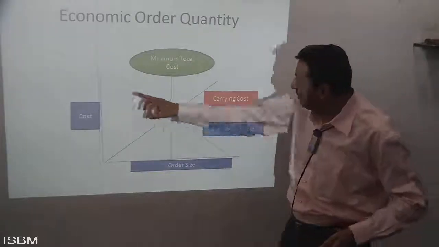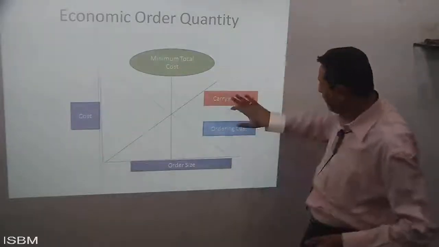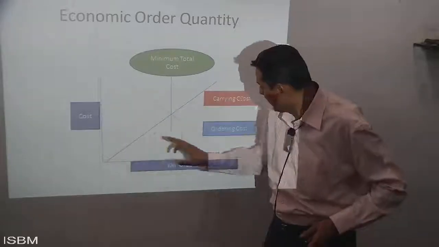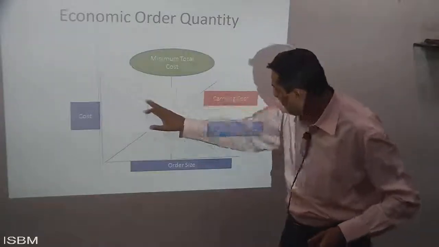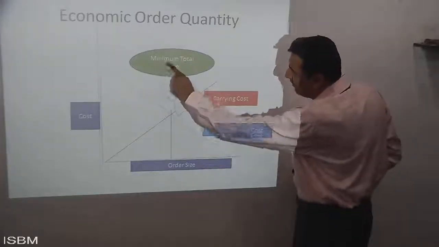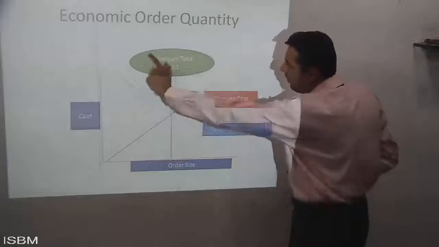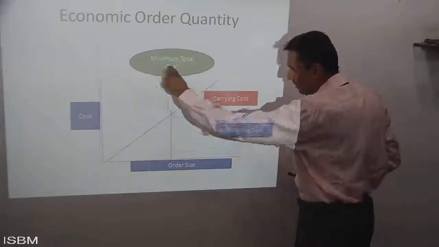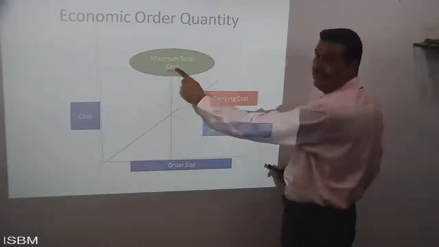So this is the cost graph. This red one represents carrying cost, the blue one represents ordering cost. So this is the point which is the minimum total cost. This is the point which is known as the EOQ. This is the point which is represented as the EOQ.